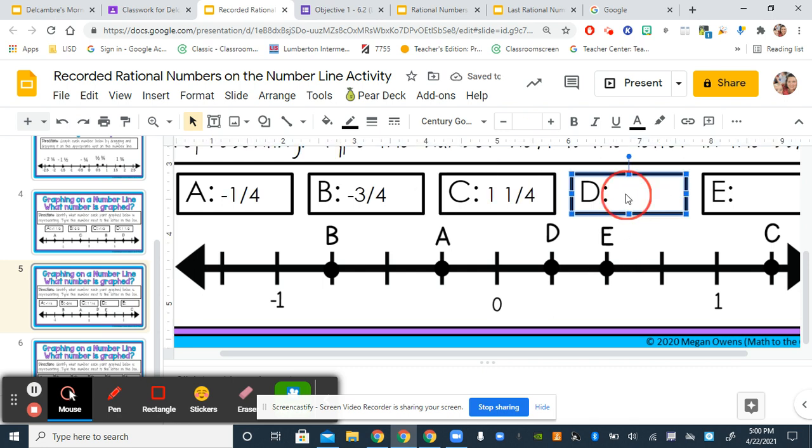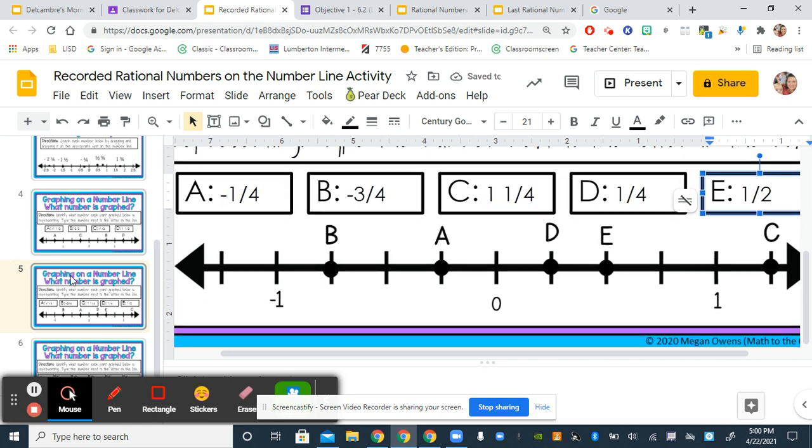D is 1 tick mark away from 0. So that would be 1/4. And finally, E would be 1, 2 away from 0. So that would be 2/4, which reduces to 1/2.